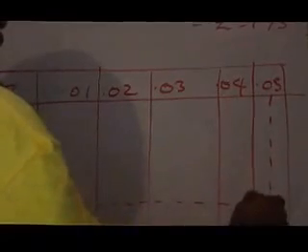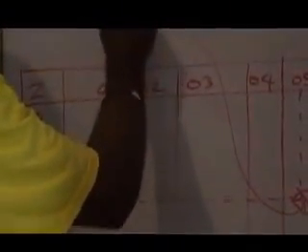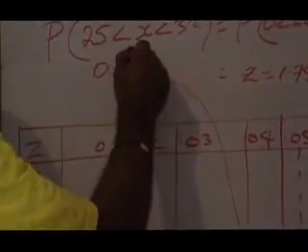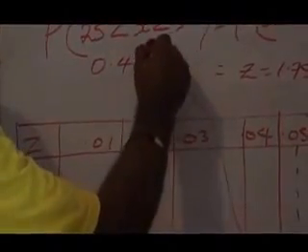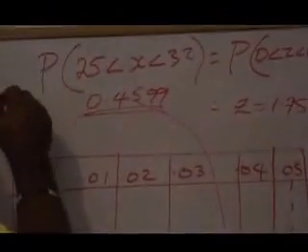And the number that comes under 0.05 and 1.75, this number here is going to be 0.4599, and this is the probability.